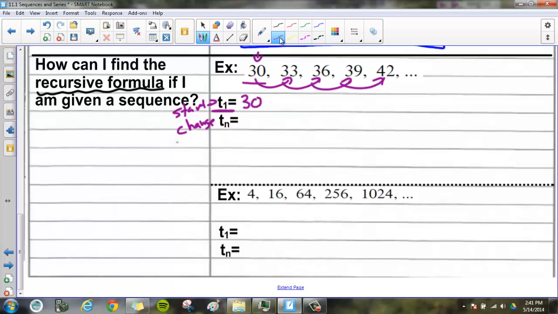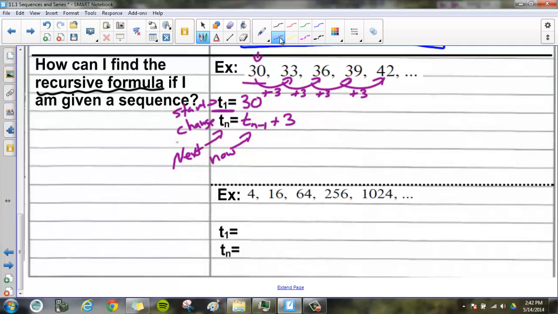Well, if you look at that and you think about it for a little bit, you notice that each time we are adding 3, right? Adding 3. So, because we're adding 3 each time, our change is... remember, t sub n is like our next. Our next term is equal to our t sub n minus 1. This is our now term. And then we're adding 3 to it each time. So whatever our now term is, add 3 to it, and we should get our next term.